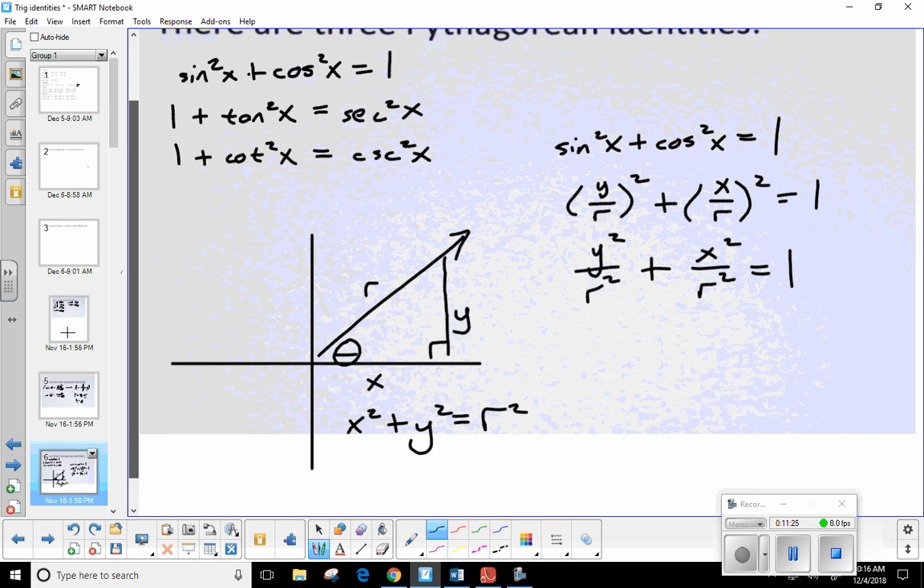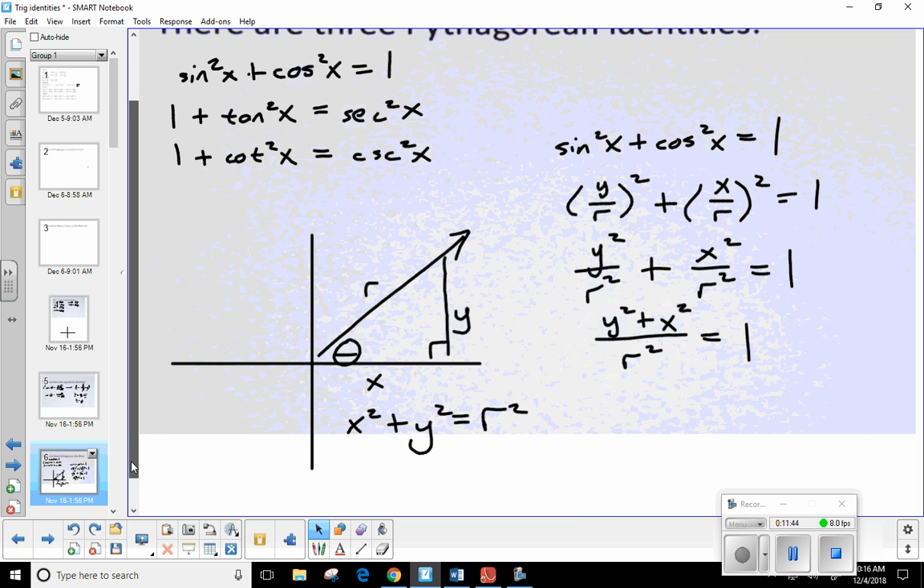Okay. Now, do you notice anything? Yep. They have a common denominator, so I can pull these together. I can put them both over r squared. That's y squared plus x squared equals 1. Now do we see why I brought up the Pythagorean theorem?